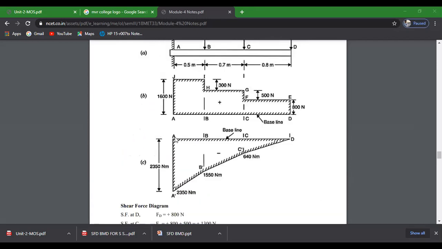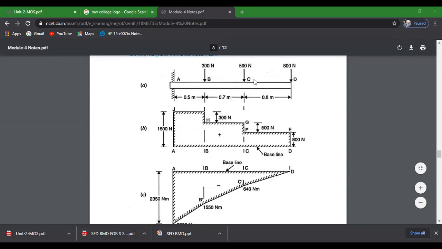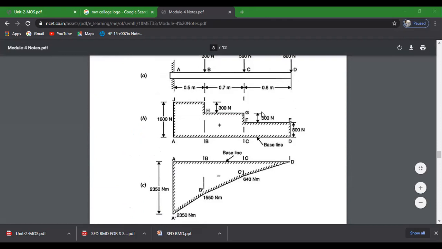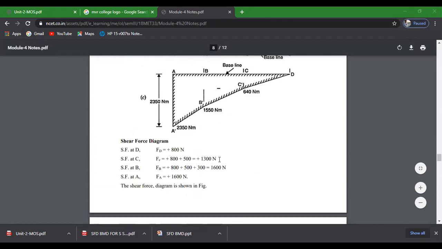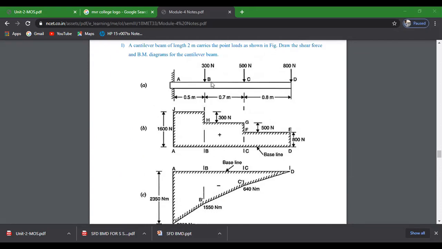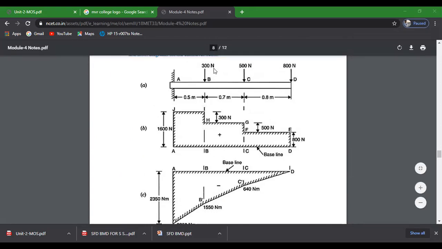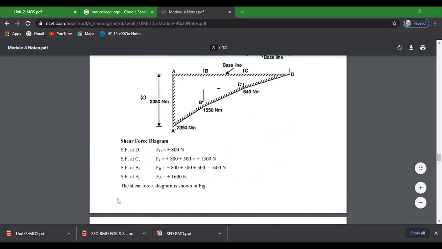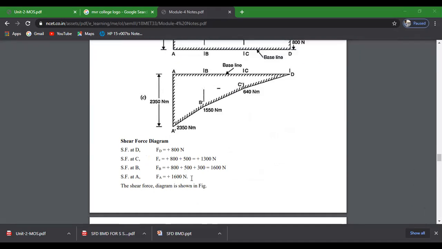And then at the point C, another 500 newtons will be there. The previous was 800 newtons, and now 500 newtons, so 1300 newtons will be there, and this amount also will be positive. At the point B, 300 newtons will be there. The previous 1300 plus 300, 1600 newtons will be there. At the point A, the total 1600 newtons will be constant up to the fixed end.